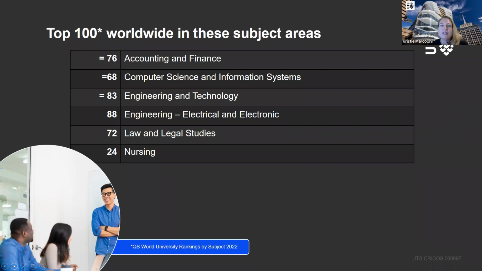Engineering and technology, 83rd. Engineering, electrical and electronic, 88th. Law and legal studies is 72. And nursing is 24th globally. So you can see there is a mixture across our business, our engineering, our IT, our law, and our health faculties. We also have science, communication, and design, architecture, and building at UTS.